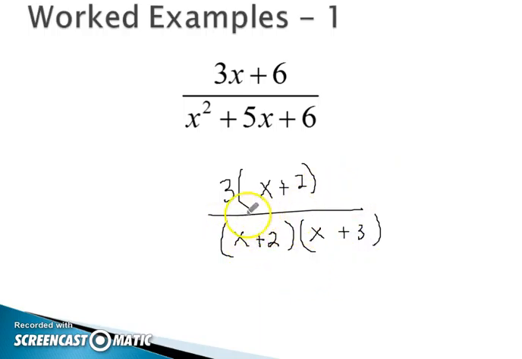And then you simplify. So this cancels off with this one. And you're left with 3 over x plus 3. And again, you cannot cancel out this 3 with this 3. This is a grouped value. You can't break it apart.